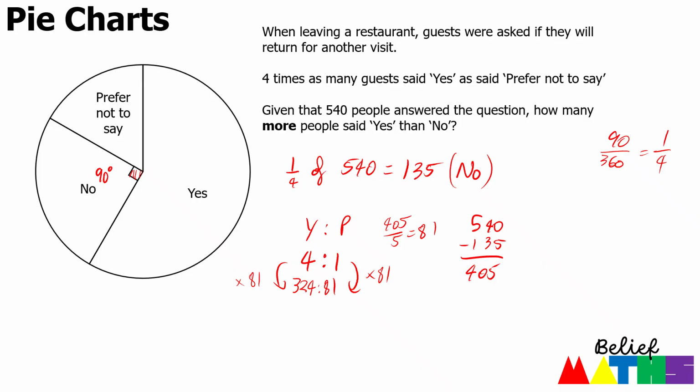Finally, it says how many more people said yes than no. So we're going to finish by doing 324 take away 135, and that gives us 189 people as our final answer.